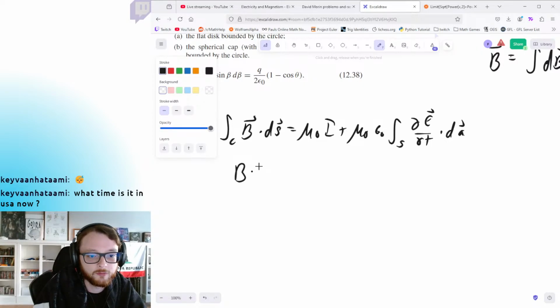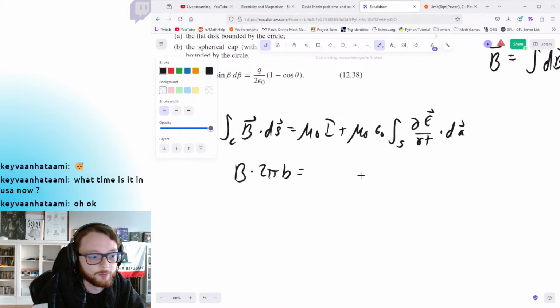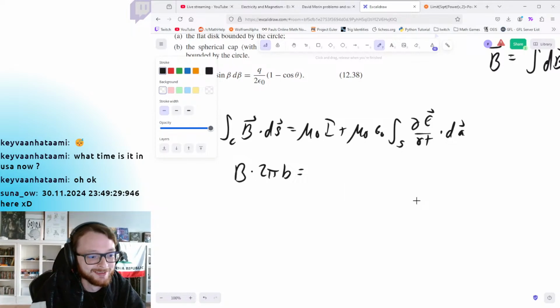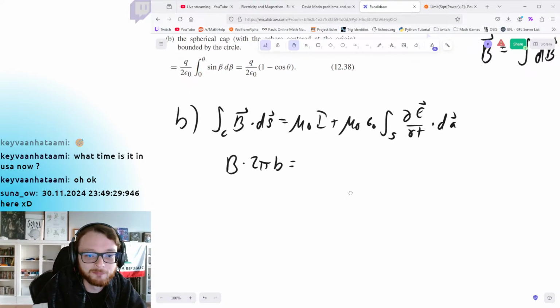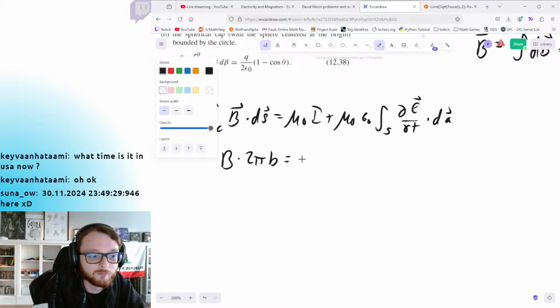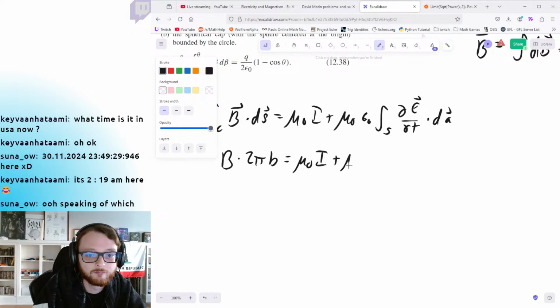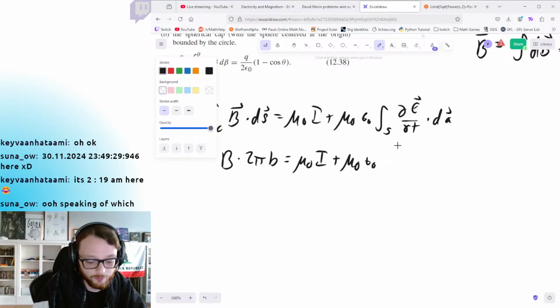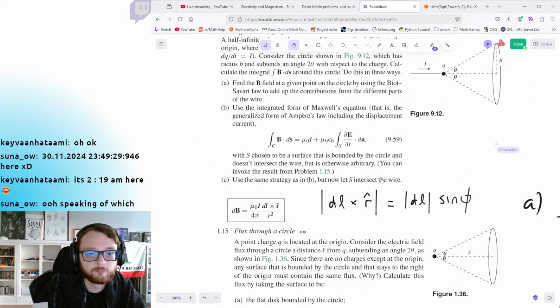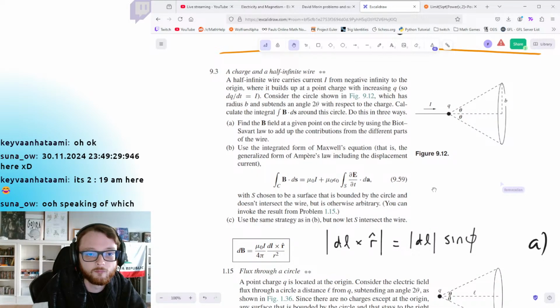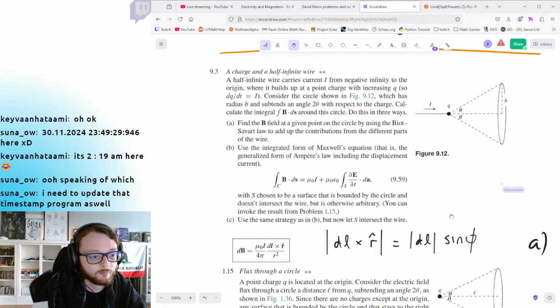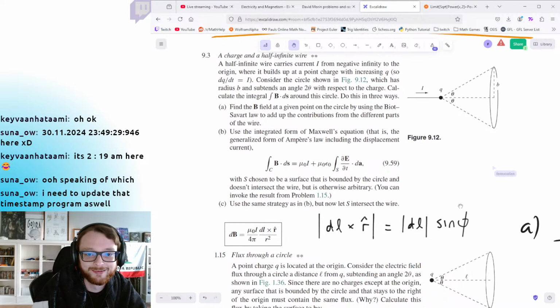So left side is B times 2 pi r, oh, B, small b. Oh my god, Suna with the timestamp. It's getting late at night. 2:19 a.m. Jeez. To that timestamp program. Oh, nice.